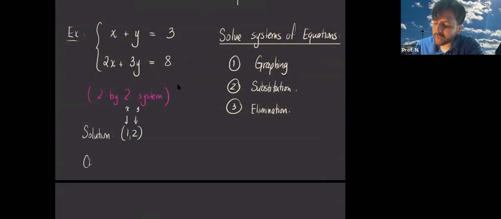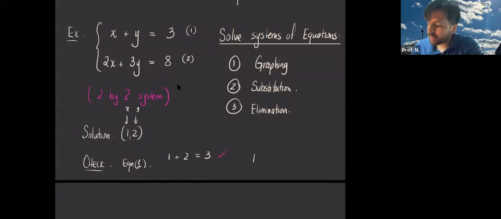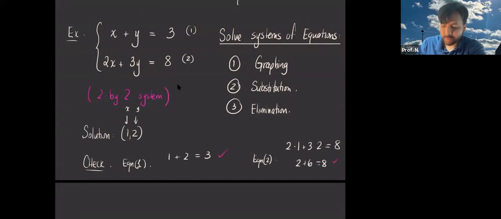And then we can check, right? How do we check? Well, look at the first equation. In the first equation, what do we have? 1 plus 2, doesn't that equal 3? It sure does. And how about the second equation? 2 times 1 plus 3 times 2. Doesn't that equal 8? Because 2 plus 6 equals 8. So you see, this is the correct solution. I can find the solution if the numbers are easy enough.